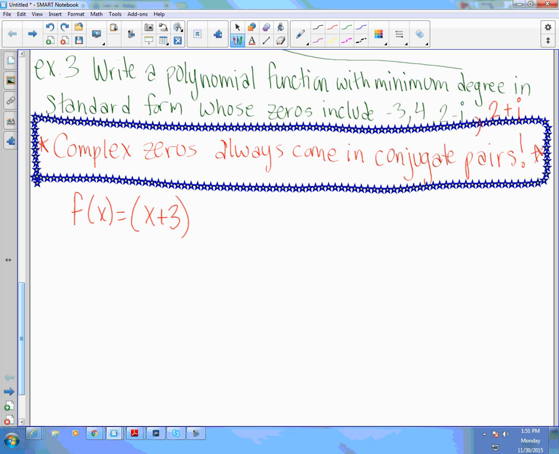Okay, back. Our solution here is 4. So what would the factor look like? Good. x minus 4.